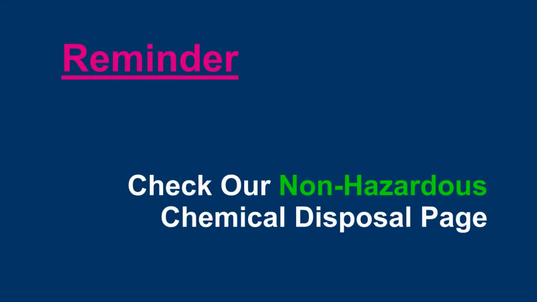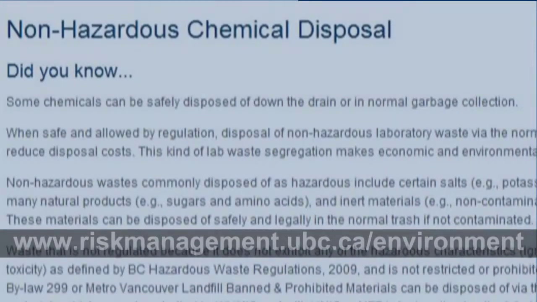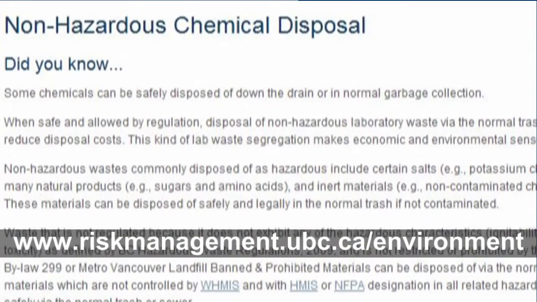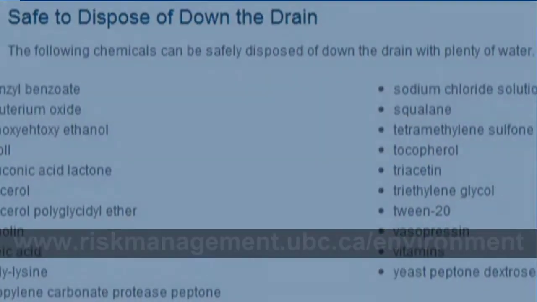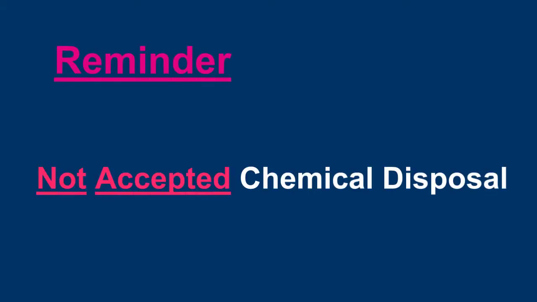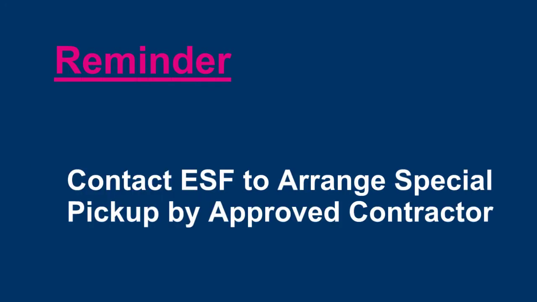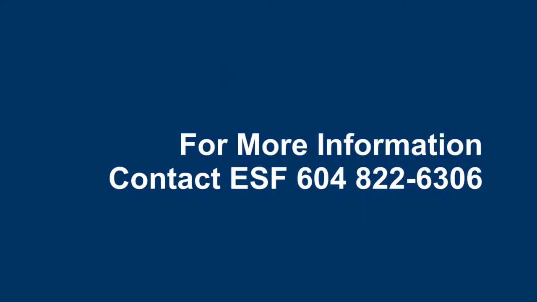Prior to disposal, please check our non-hazardous chemical disposal list. Non-hazardous material can go straight to drain or dumpster, thereby reducing the costs associated with disposal. For not accepted waste, please contact ESF for a special pickup by an approved contractor. For more information and questions about chemical material disposal, please contact ESF at 604-822-6306.